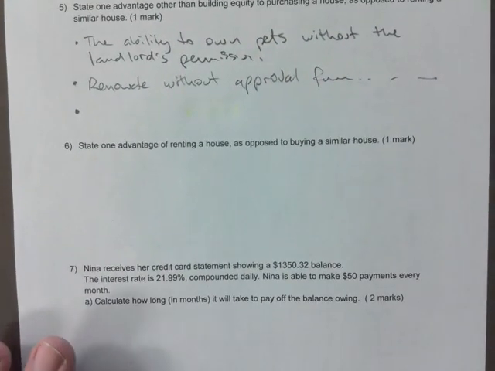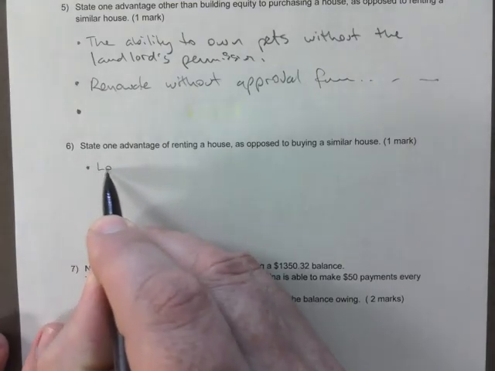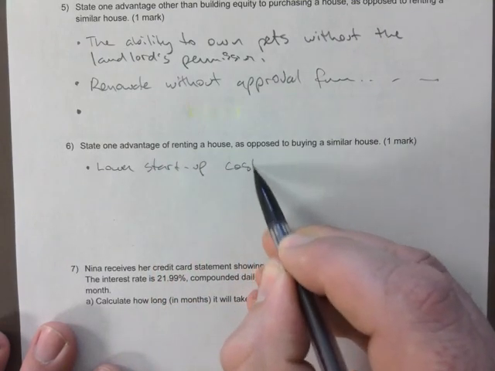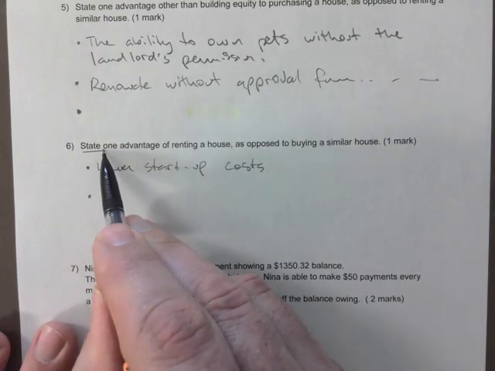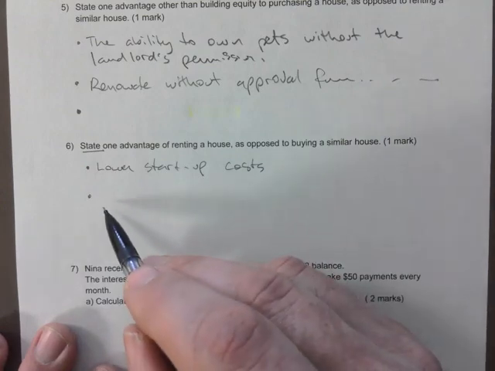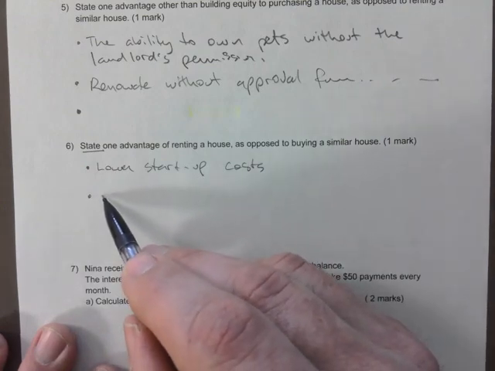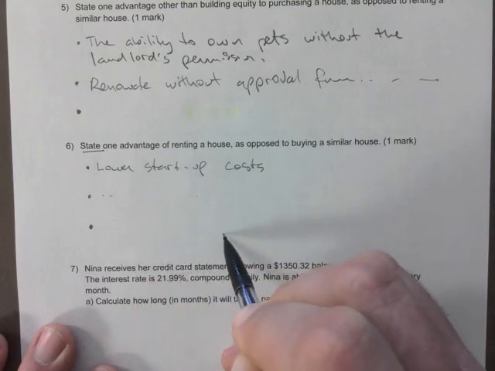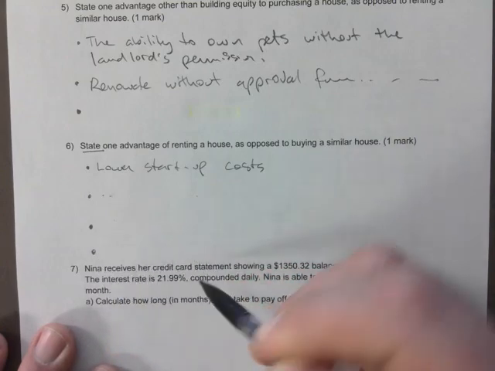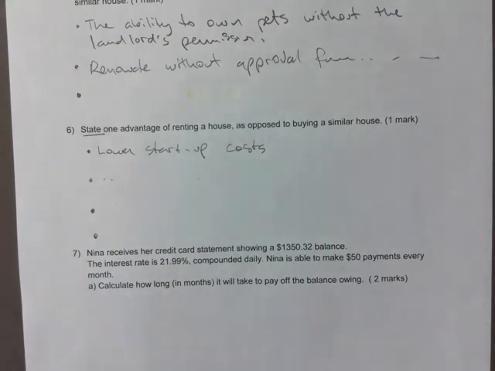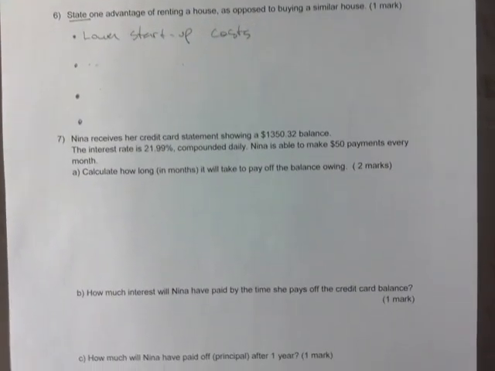An advantage of renting. So you can say lower startup costs, right? If it says state, it's short and sweet. If it says explain, you want to go a little bit, like write a sentence or two. Okay, that's basically how it goes. What else did I say? Relocate, right? Easier to relocate. Utilities are usually included. Lower maintenance costs, anything like that will go there, so you get the mark. Please don't leave these empty on the exam, okay? I can probably give you at least half a mark if it has some sort of sense to it, okay?